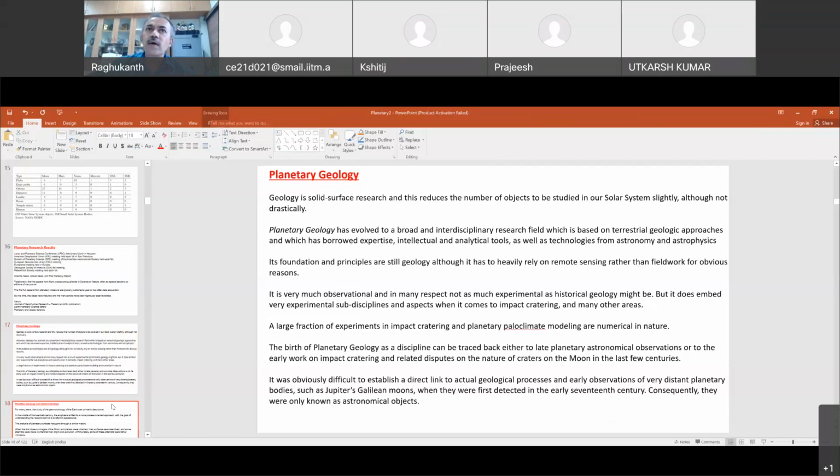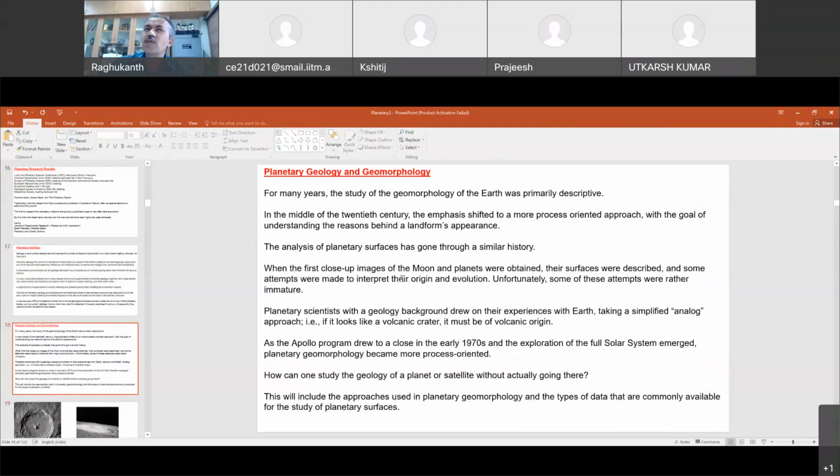Now, if you see the geology or geomorphology of Earth, in the initial stages it was mostly descriptive. Now in the 20th century, as I already showed you, we had this process-oriented approach. We know all the step-by-step things that have come in the 20th century. Similarly, planetary geology has also gone through a similar history.